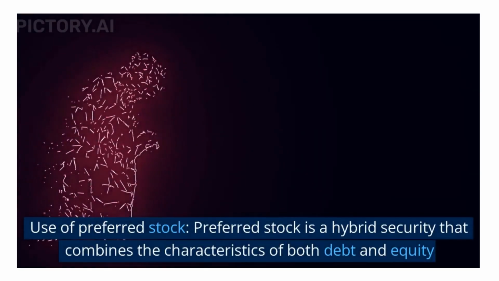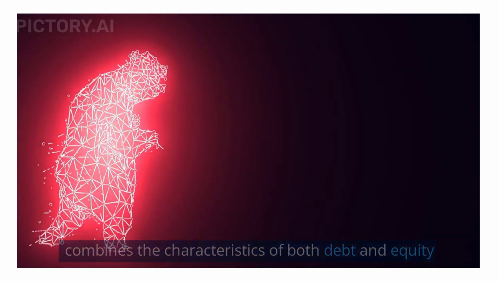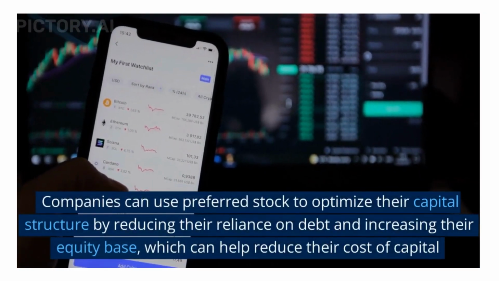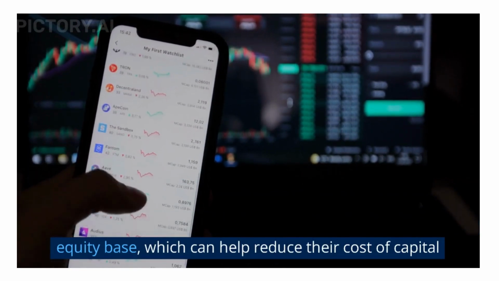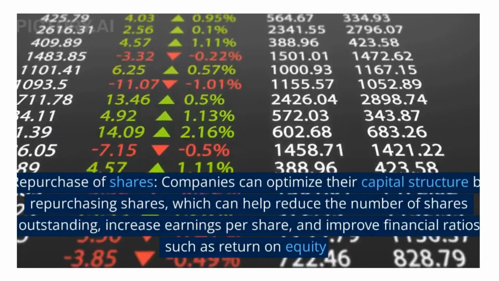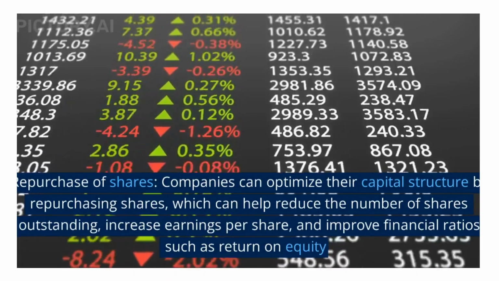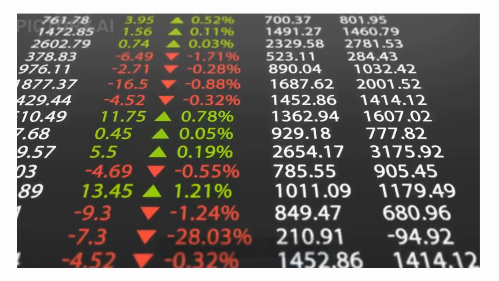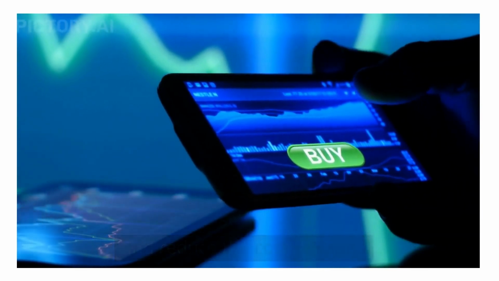Use of preferred stock. Preferred stock is a hybrid security that combines the characteristics of both debt and equity. Companies can use preferred stock to optimize their capital structure by reducing their reliance on debt and increasing their equity base, which can help reduce their cost of capital. Repurchase of shares. Companies can optimize their capital structure by repurchasing shares, which can help reduce the number of shares outstanding, increase earnings per share, and improve financial ratios such as return on equity. This can make the company more attractive to investors and reduce the cost of capital.